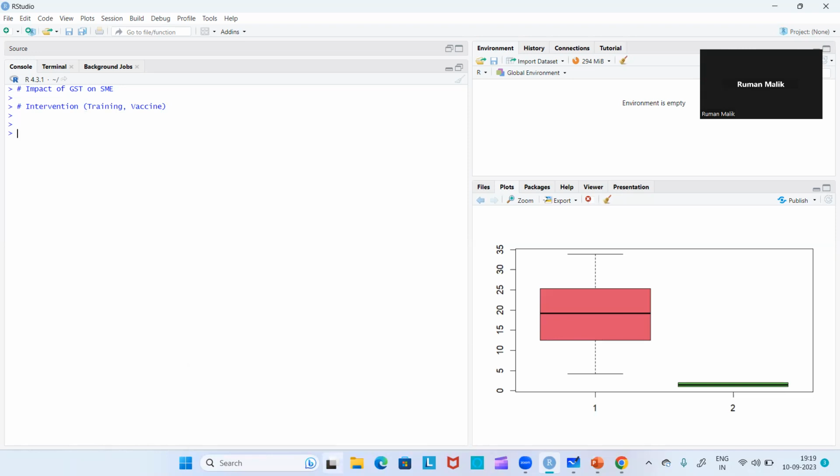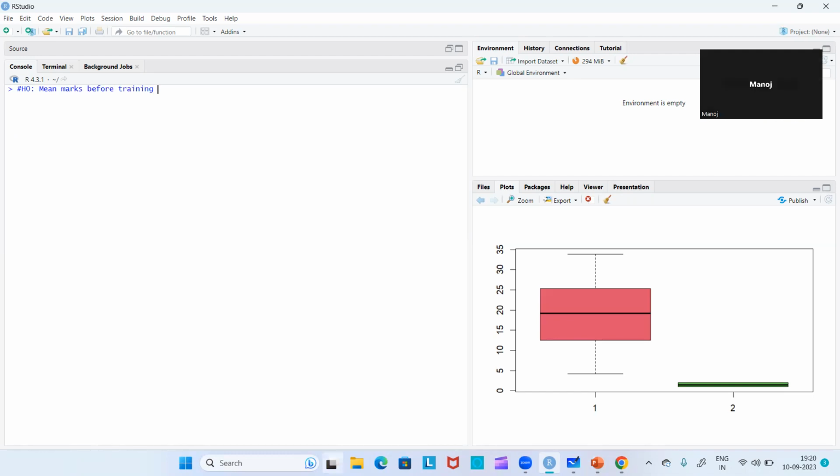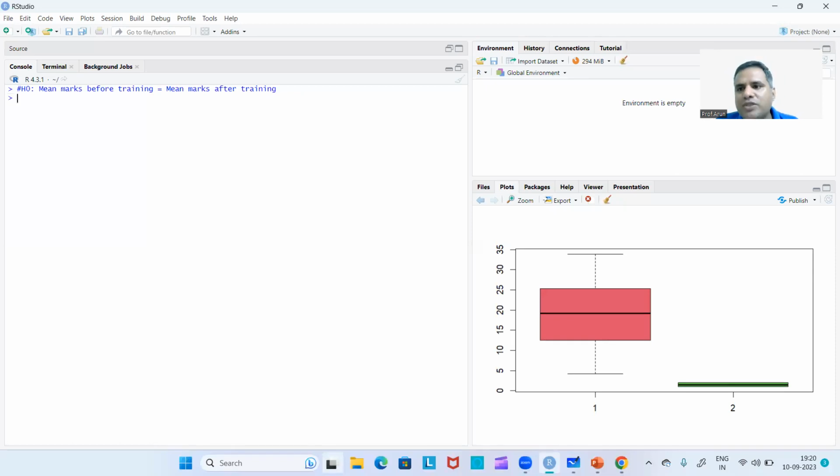Now just pay attention. What is the null hypothesis in the paired sample t-test? Come on, anyone? Yes. Mean marks before training is equal to mean marks after training. This is the null, and basically we try to reject it. What will be the alternative? That mean marks before training is not equal to mean marks after training. If you reject the null hypothesis, it means training has had an impact.